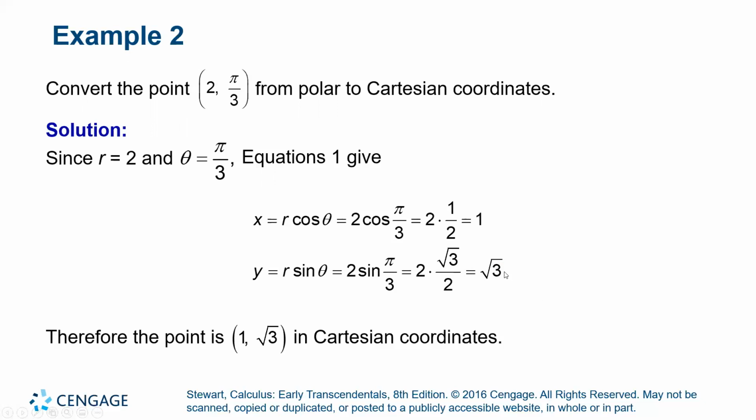And remember, you can always use your calculator if you don't remember the trig functions for the basic angles. I know that pi over 3 and pi over 6 sometimes get a little confusing. So don't be afraid to use what you have at your disposal. So what this means is that the polar point 2, pi over 3 is the same point as 1, square root 3 in Cartesian coordinates.